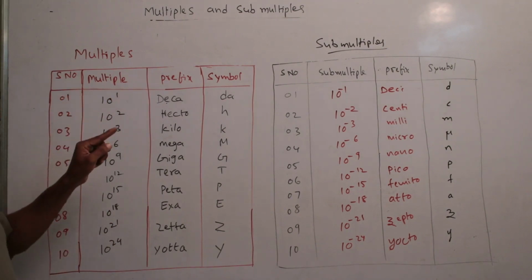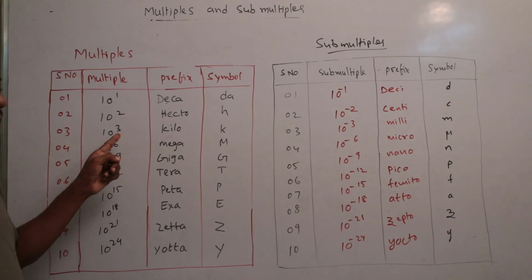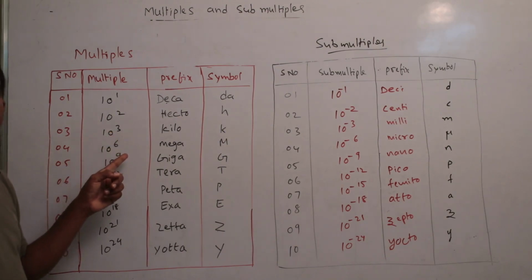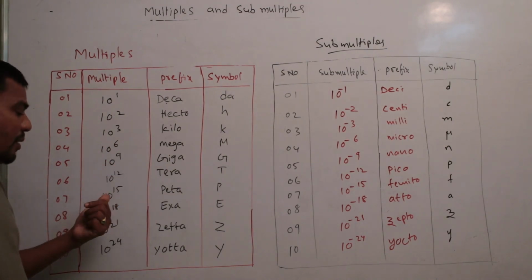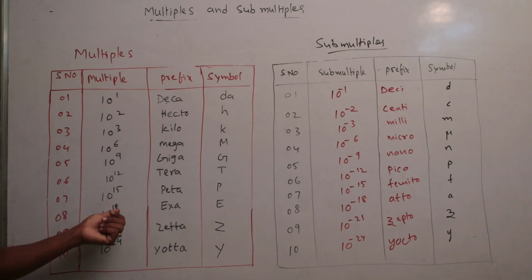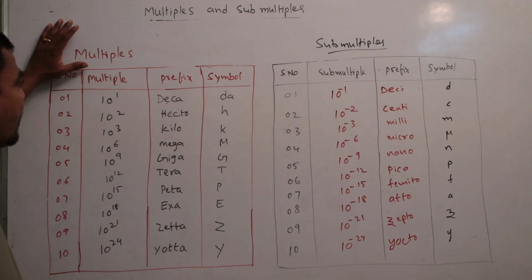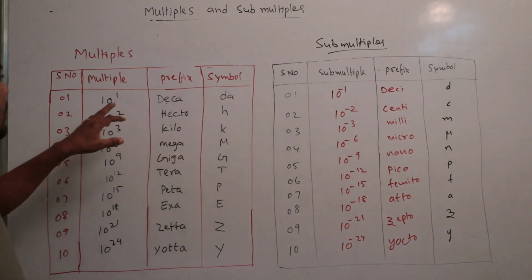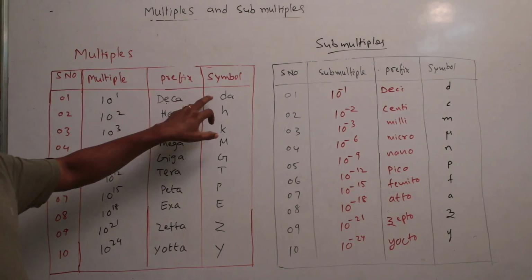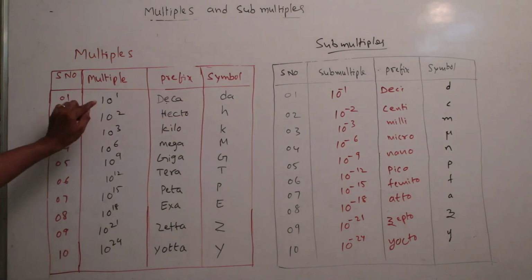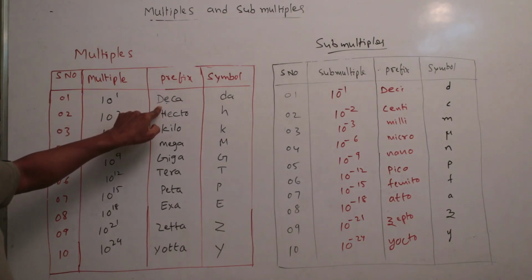Here 10 power plus 1, plus 2, plus 3, plus 6, plus 9, plus 12, plus 15, plus 18, plus 21, plus 24. These multiples are simply used with some prefix and also with a small symbol. So 10 power 1 has the prefix called deca.